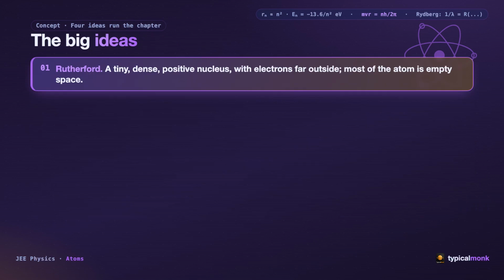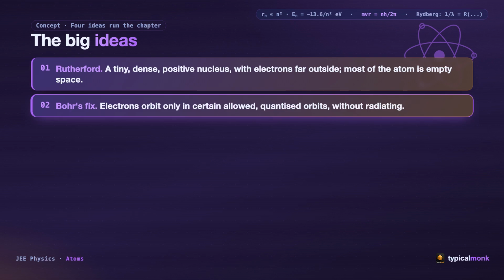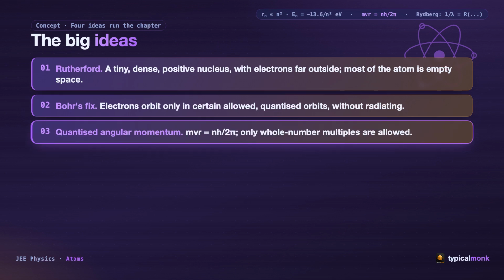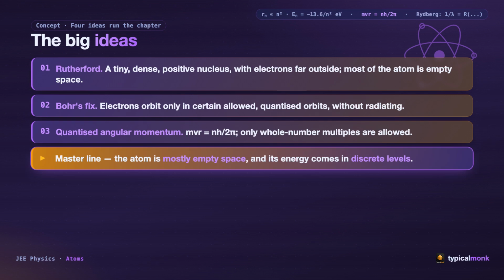Four ideas run this entire chapter. Look at them together first. Rutherford: a tiny, dense, positive nucleus with the electrons far outside. Most of the atom is empty space. Bohr's fix: electrons orbit only in certain allowed quantized orbits without radiating any energy. Quantized angular momentum, mvr equals nh over 2 pi. Only whole number multiples are allowed. Master line: the atom is mostly empty space, and its energy comes in discrete levels.